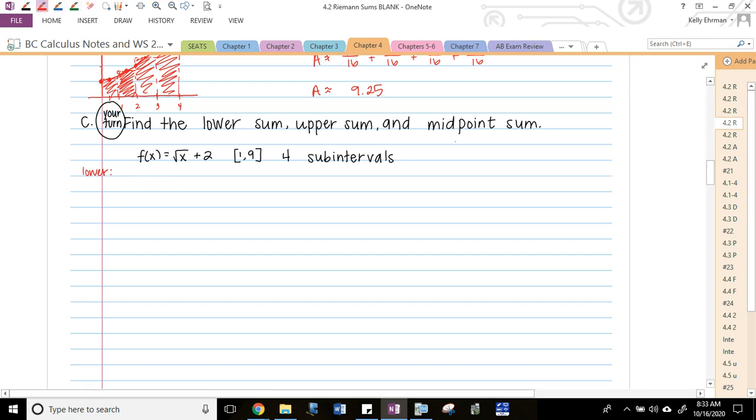You don't have to sketch this if you don't want to, although I kind of like to sketch it. So at 1, we're at 3. And then at 9, we're at 5. I like to have the visual.